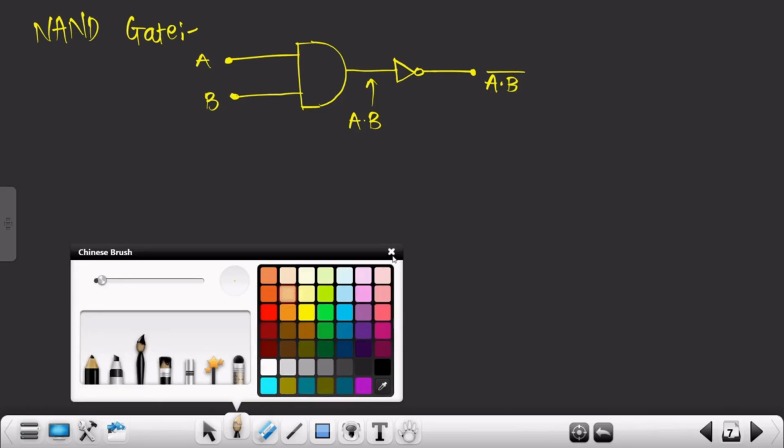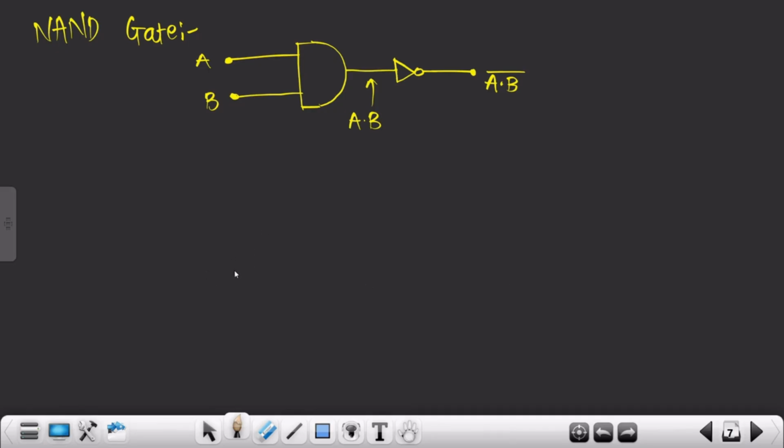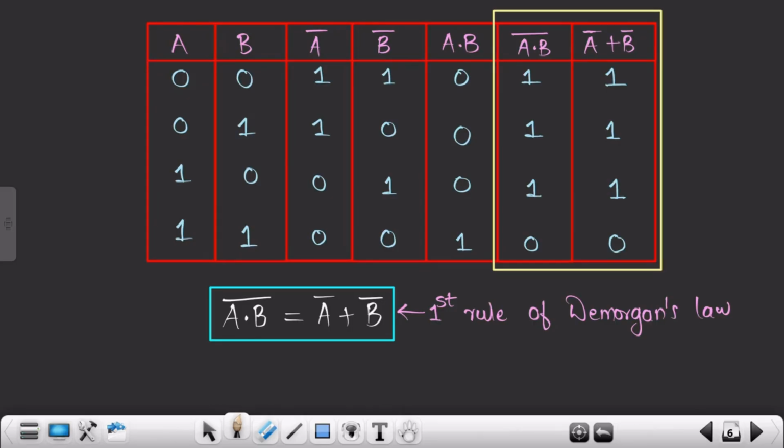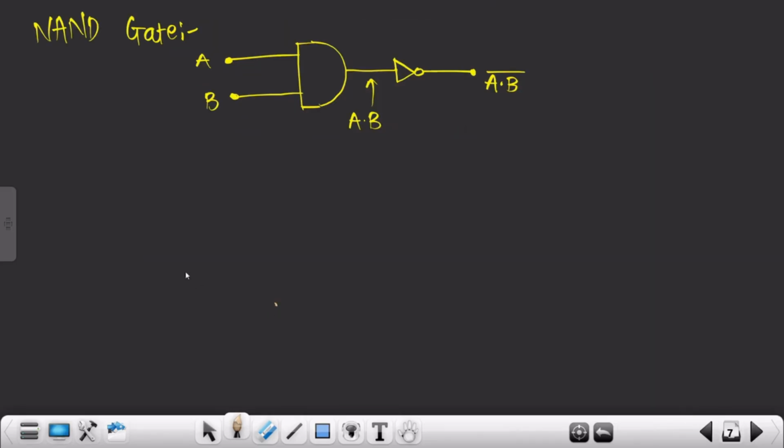Now if you want to draw one NAND gate, you can also draw it in this way, that is, A bar plus B bar. Let's suppose this is one NOT gate, this is one input, and this is another NOT gate with another input. Then you feed the outputs of these NOT gates to one OR gate. So this is your OR gate. I hope you know the symbol of the OR gate. By now you might be well acquainted with the logic gates.